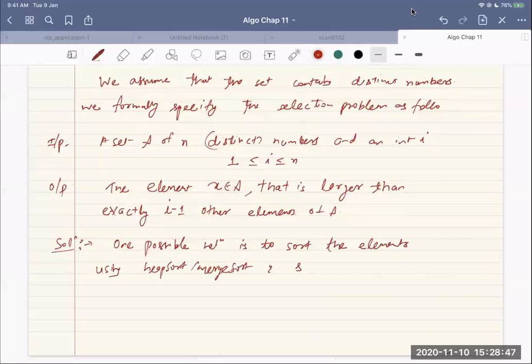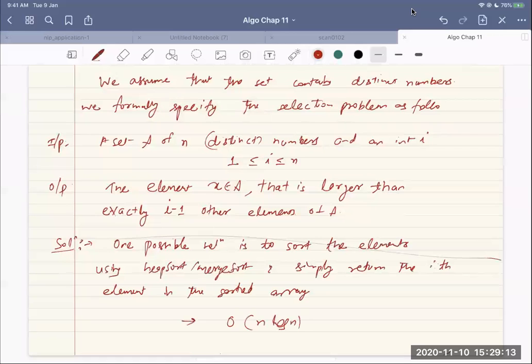Simply return the ith element in the sorted array. But what will be the complexity? It will be order n log n, right? So that can be one solution. What can be some other solution?